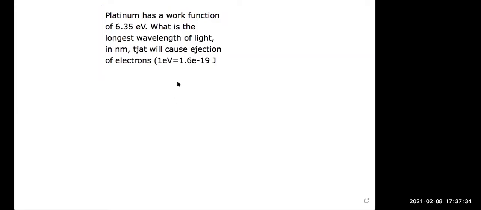Okay. Well, I'll just go over a question and then we can work on it together. It's mostly on what you guys have been learning so far, and I'll type it up. All right, so this is the question. Platinum has a work function of 6.35 eV. What is the longest wavelength of light in nanometers that will cause ejection of electrons?